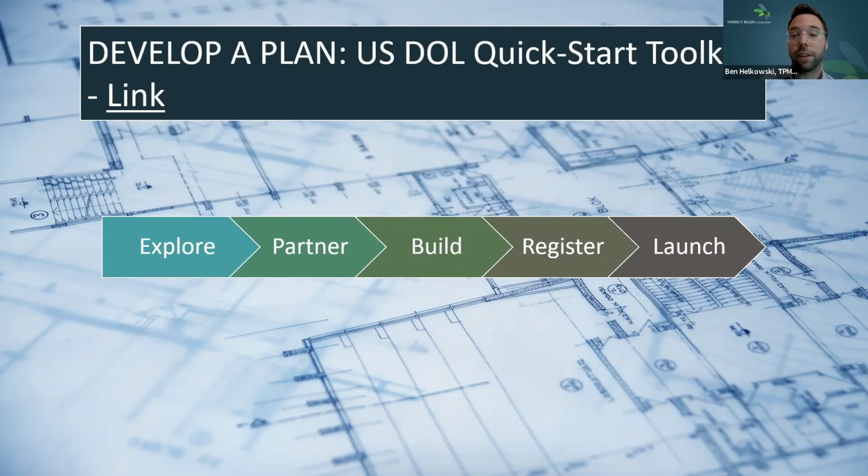Step 1, exploring apprenticeship as a strategy to meet the needs of coworkers. Step 2, partnering with key stakeholders in the region or community. Step 3, building the core components of a registered apprenticeship program. Step 4, taking the appropriate steps to register the program itself. And then step 5 is getting ready to launch the registered apprenticeship program.